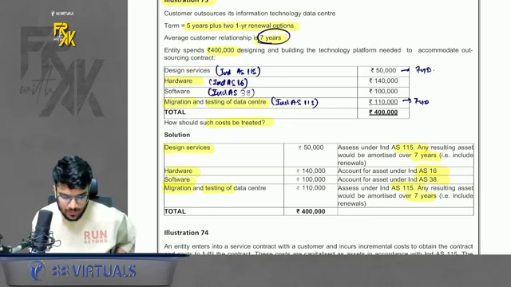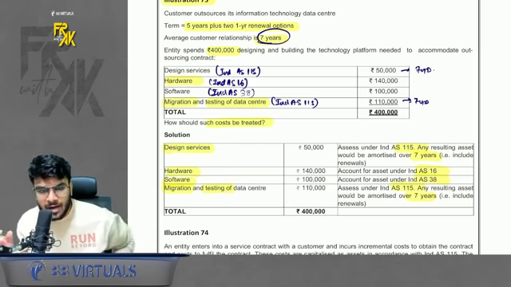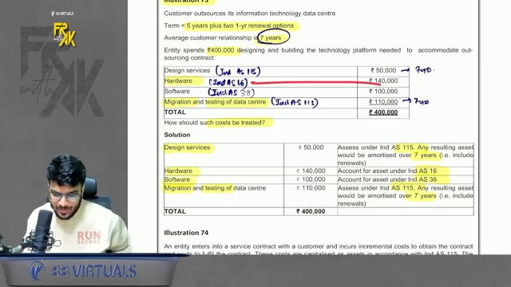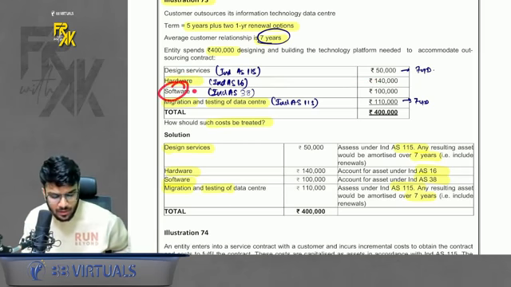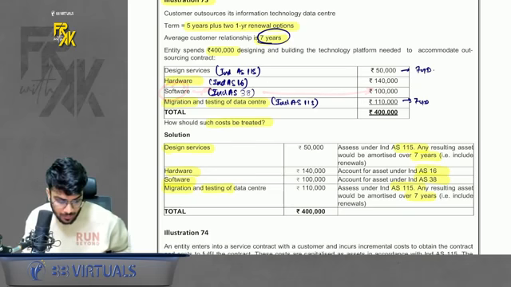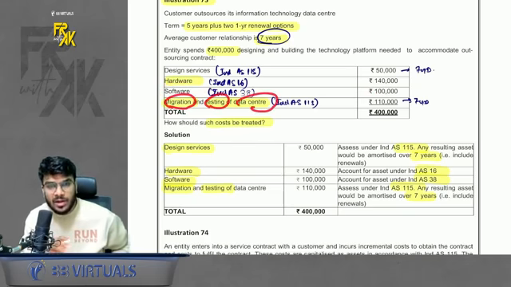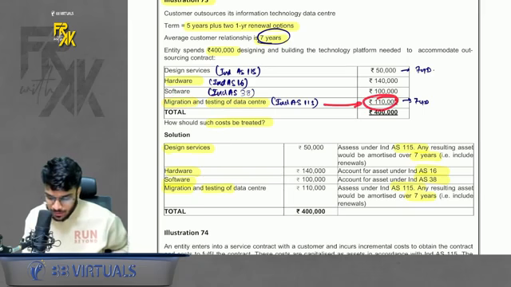Okay. Then we incur cost of hardware. Hardware is covered under Ind AS 16, so account as per Ind AS 16. Software is covered under Ind AS 38, so account as per Ind AS 38. Migration and testing of the data center is not covered anywhere, so account as per 115 and amortize across 7 years.